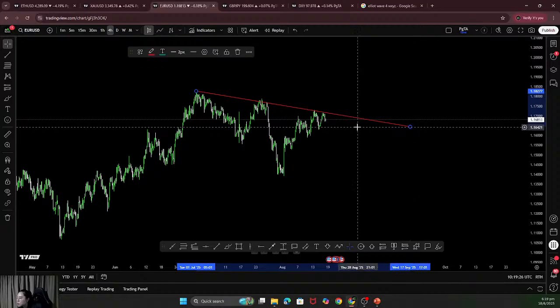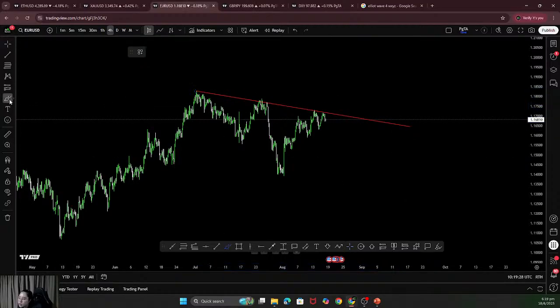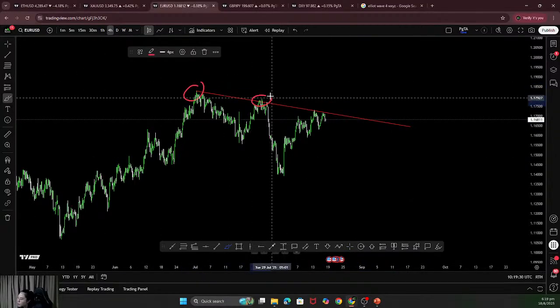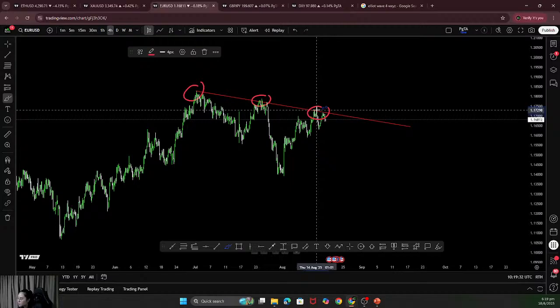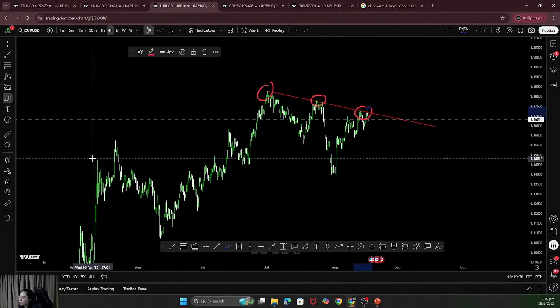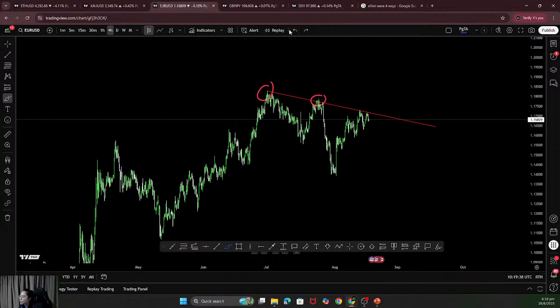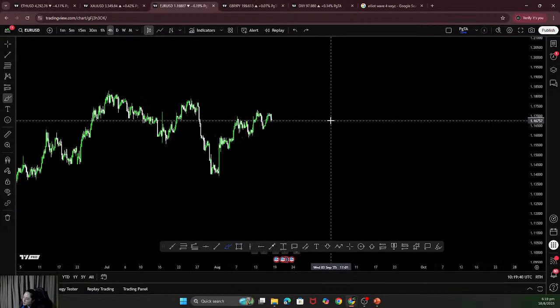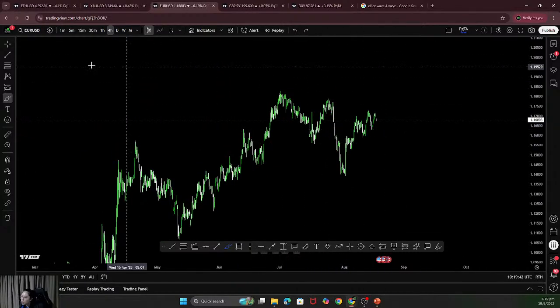I know it's very confusing, because if you draw it this way, now it's a downtrend. If you draw it a certain way, it's an uptrend. So I don't know, man. I'm just gonna go with it being an uptrend.